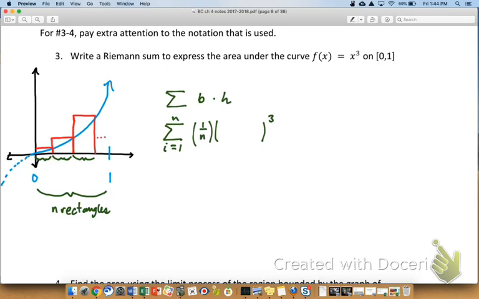So 0 is the lowest possible input I could ever have on this interval, plus, and this is the trickiest part here, when I move from one rectangle to the next, from this one to this one to this one, and so on, I'm basically adding something to my input each time, aren't I? Aren't I adding the width of a rectangle to get to the next rectangle? Does that make sense? So I'm going to say 0 plus the width of a rectangle.